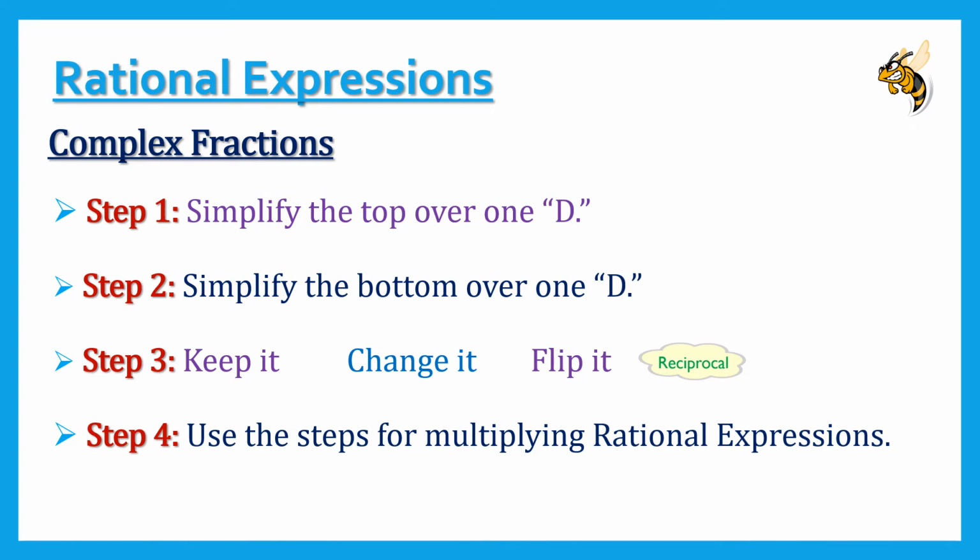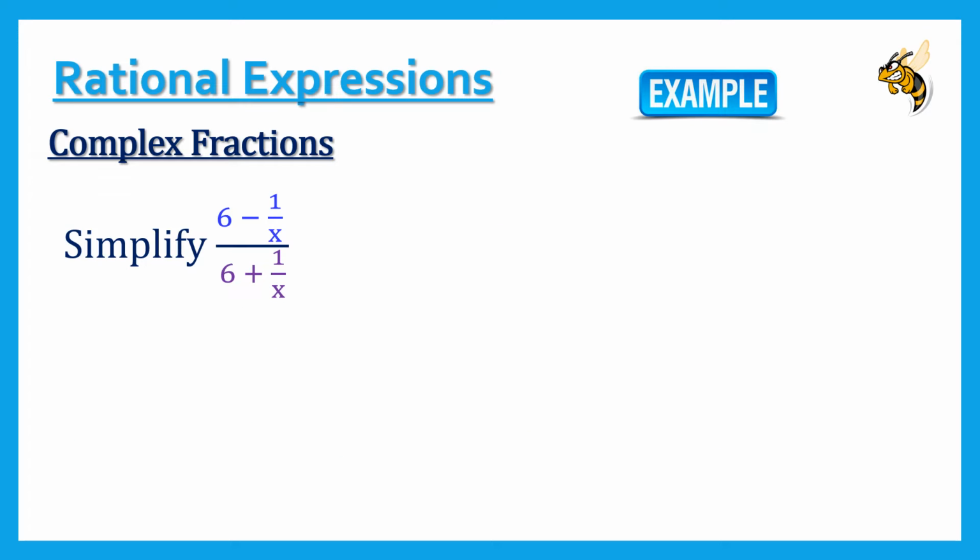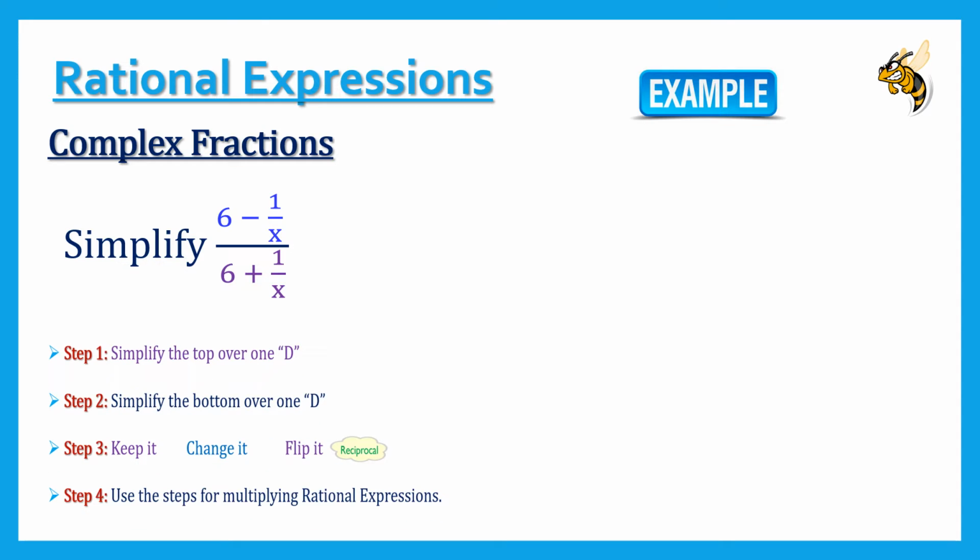Step 4. Use the step for multiplying rational expressions. If you need further clarification, please see my videos for multiplying rational expressions. Example. Simplify 6 minus 1 over x all over 6 plus 1 over x. Let's remind ourselves of the steps.